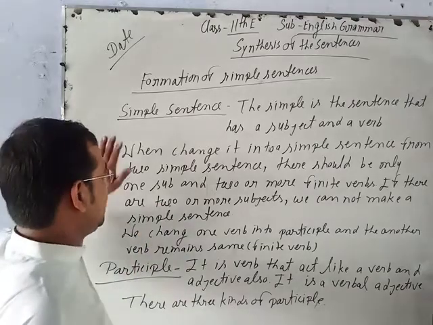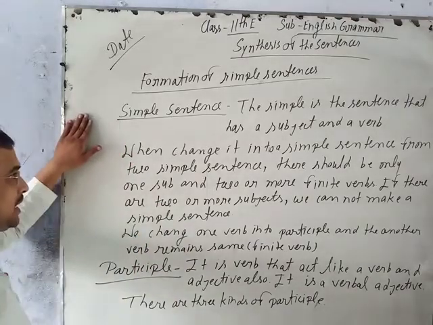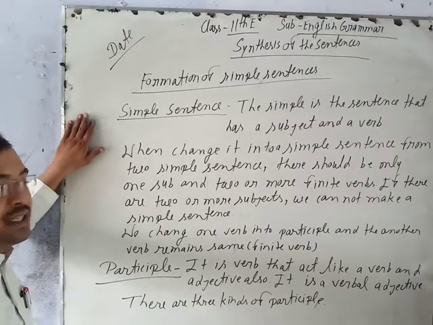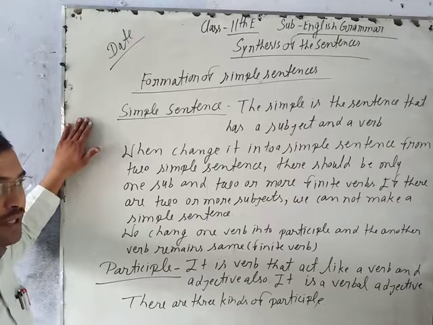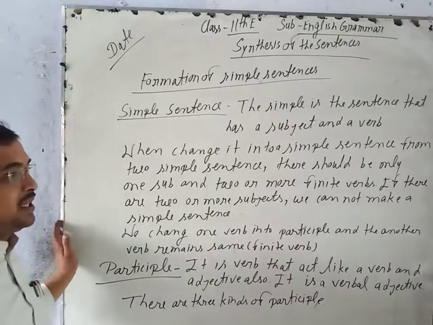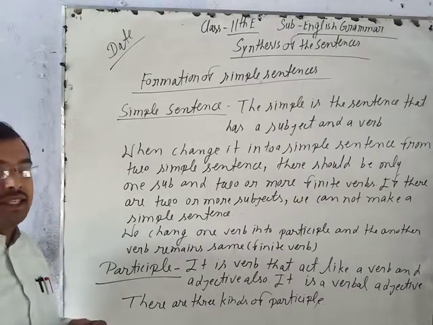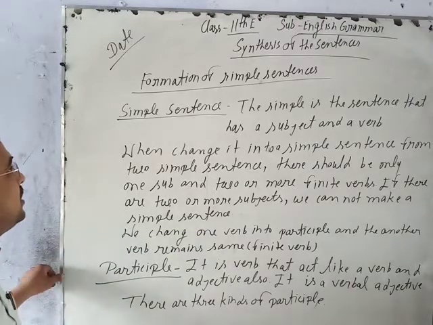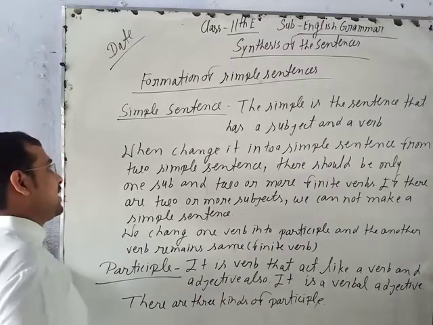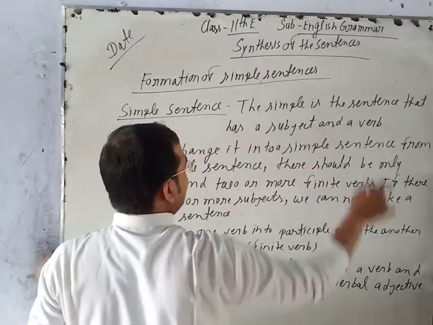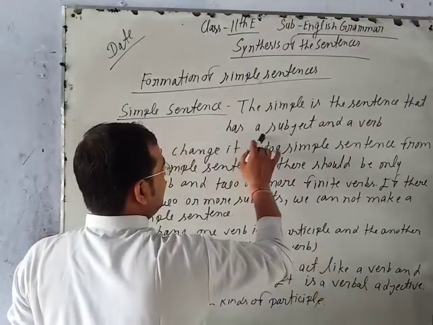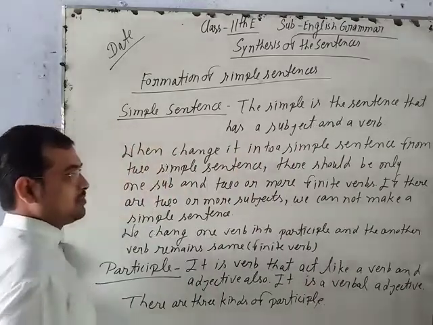Let us first understand what is a simple sentence. We must have knowledge about a simple sentence. If we have no knowledge about it, it is too difficult to understand. So we must first learn what is a simple sentence. The simple sentence is the sentence that has a subject and a verb.